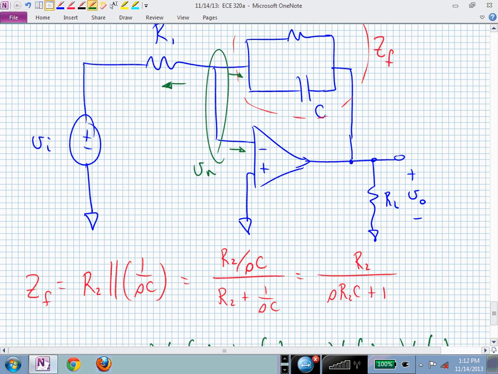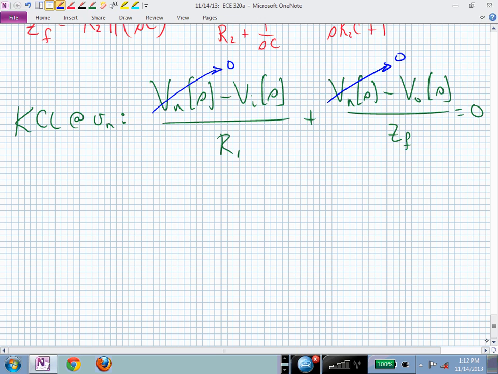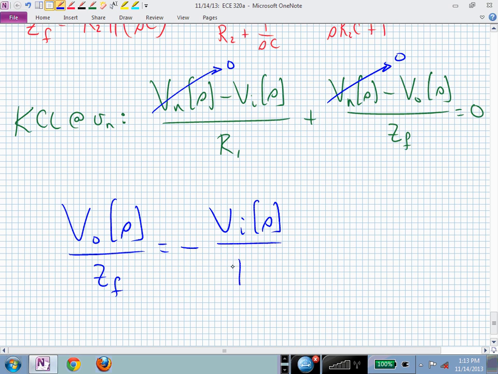But I have the non-inverting node grounded, which is at the same potential then as the inverting node. V sub n is effectively grounded. I can now get rid of that here in these expressions, and I now simply have a relationship that I want, which is this relationship between the output voltage and the input voltage. I now have V sub O of S over Z sub f is equal to minus V sub I of S over R1.